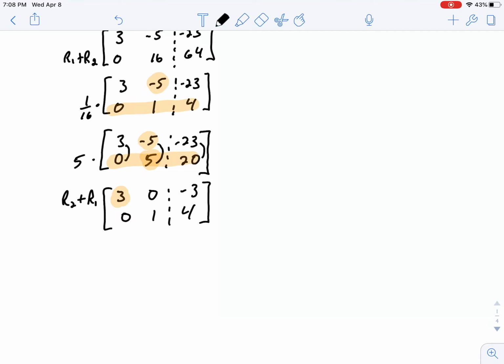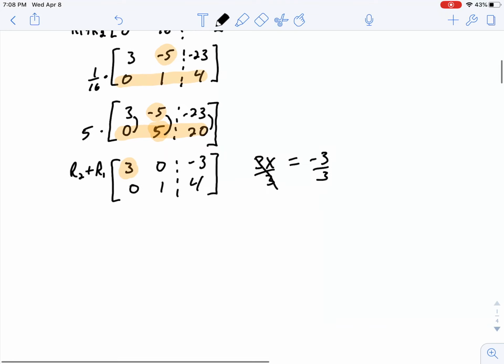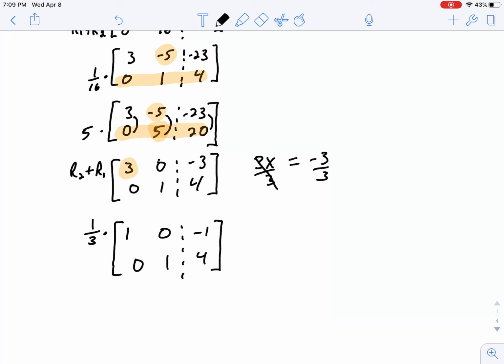And again, what you're looking at is equivalent to basically 3x, 0y equals negative 3. And if you had this equation, you would divide both sides by 3 to solve that. So in matrix math, we're going to multiply this by 1/3. 1/3 times 3 is 1. 1/3 times 0 is 0. I'm kind of just doing the distributive property. 1/3 times negative 3 is negative 1. Copy this down, and I believe I'm done.